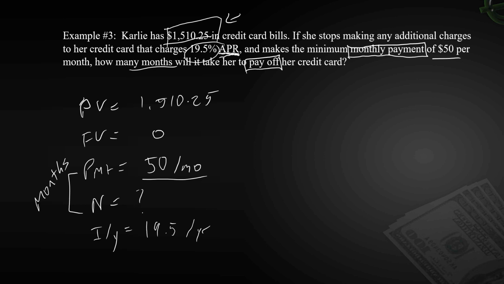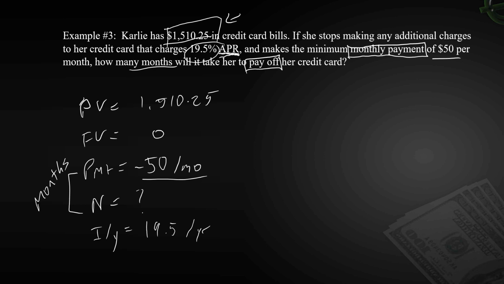The signs just tell you which direction the money's flowing. If it's flowing into her wallet so she can spend it, it's positive. If it's flowing out of her wallet so she's not going to be able to spend it right now, then it's negative. The payment that she pays every month is leaving her wallet and going to the credit card company. She's not going to be able to spend that $50 on herself, and so that makes it a negative sign.